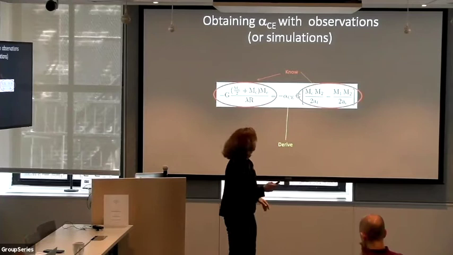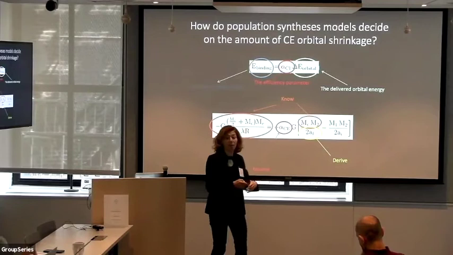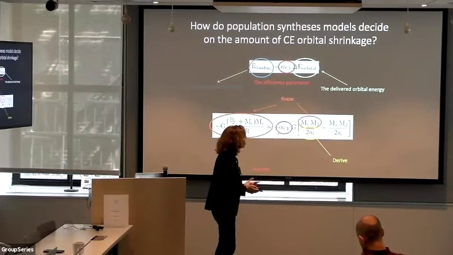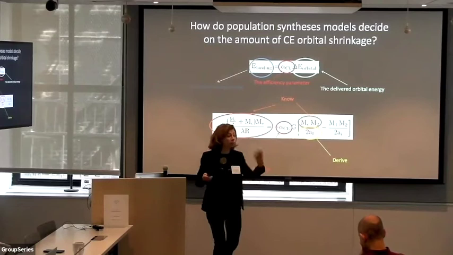So how do they do it? Well, the population synthesis folks say, well, I have my families of binaries. I know everything about them, their primary, the secondary, and so on. What I want to predict is the final separation. And to do so, I need to invent an alpha, or I need to ask you guys who do other types of work what alpha is.